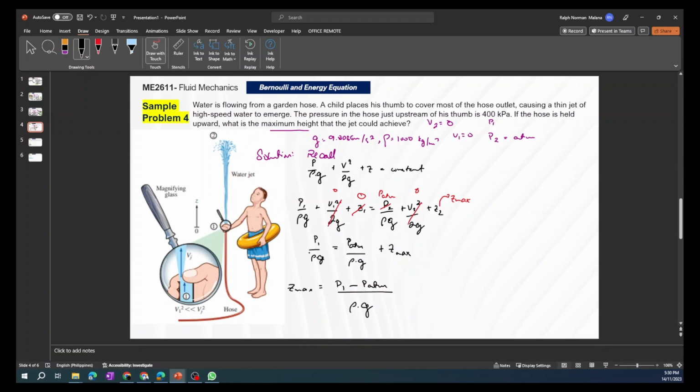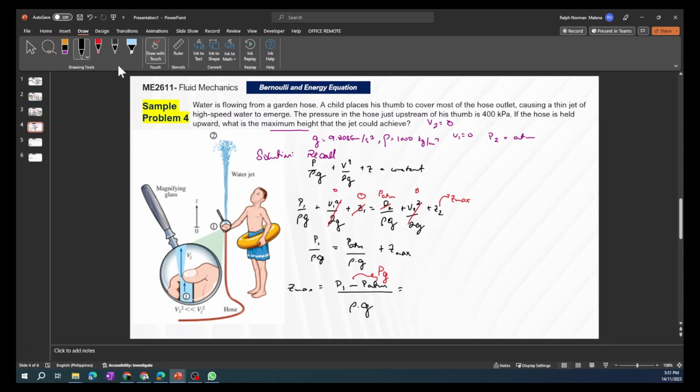P1 is your absolute pressure, right? So this will be your gauge. Oh, by the way, 400 is not our P1 here. Essentially, 400 is your gauge pressure, P1 gauge, so to speak. So this one is your gauge pressure.